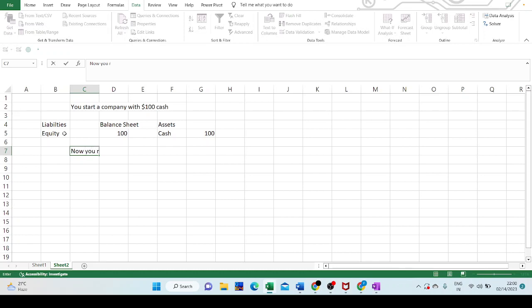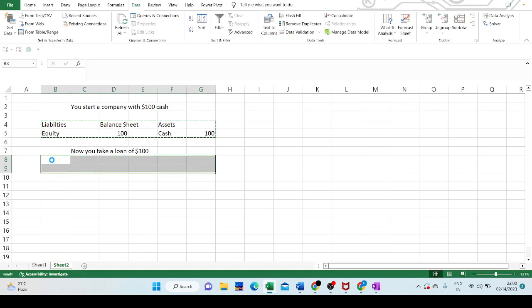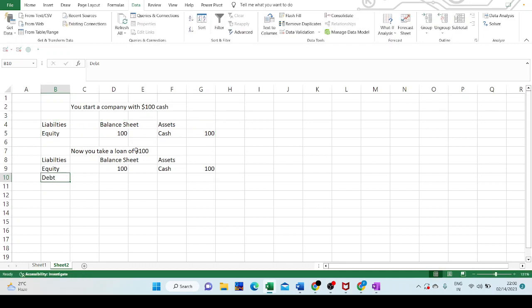Yes, sir. Now say you take a loan of $100. Now, how will your balance sheet look? So I'll just copy this so that I have to type less. Right, so you take a loan of $100 from a bank. So your debt would increase by the amount borrowed. We've borrowed $100, so the amount borrowed would be reported as debt.